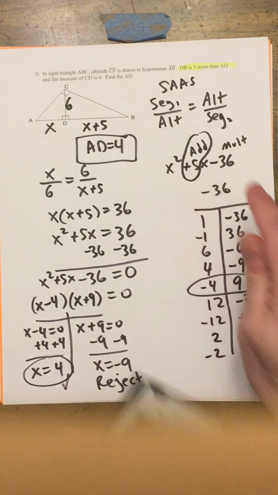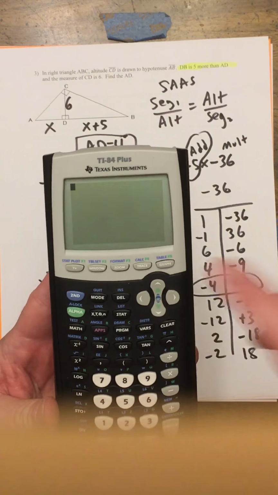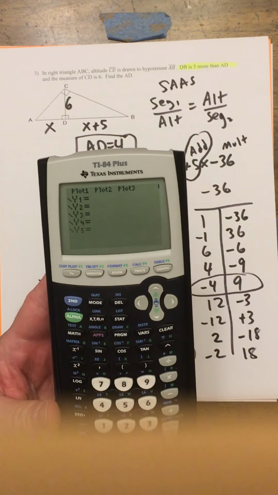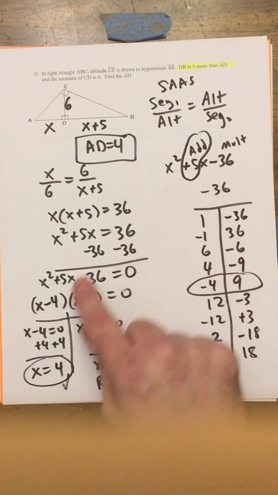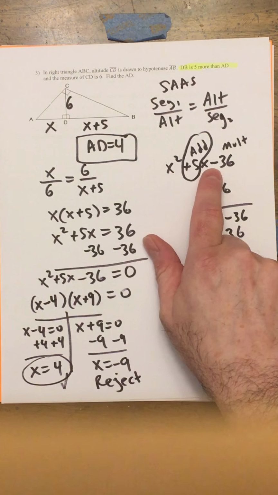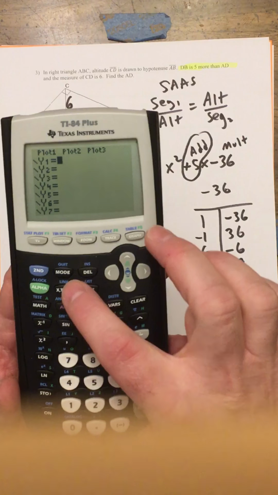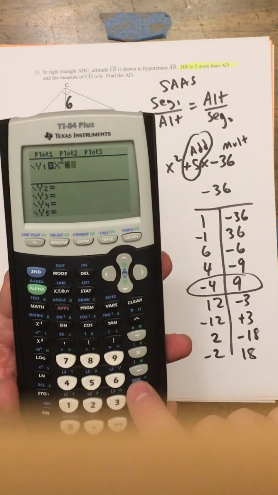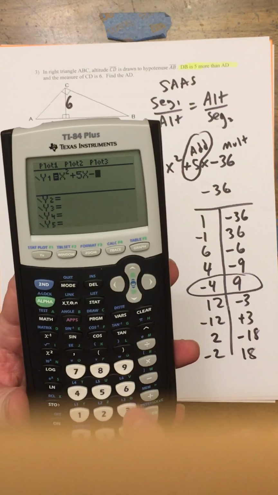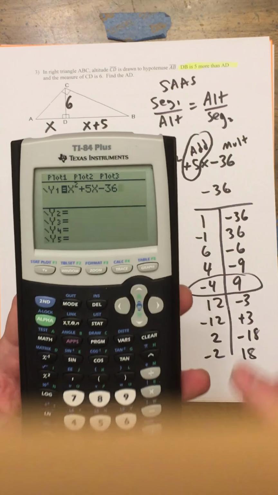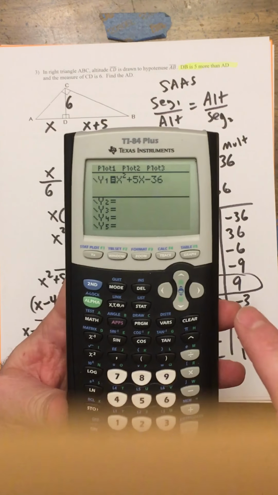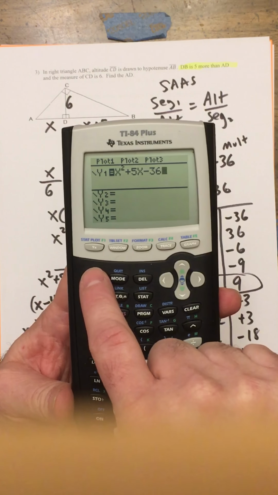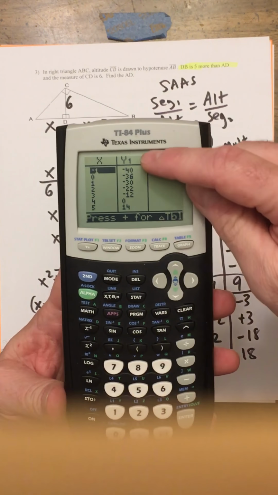This will be beneficial for some of you who are not sure if you got the right answers when you did the factoring. When you go to your calculator, in the y equals button, type in this equation: x squared plus 5x minus 36. The x is here, and you can press the square button here. Then go to the table, which you'll find by pressing second graph.